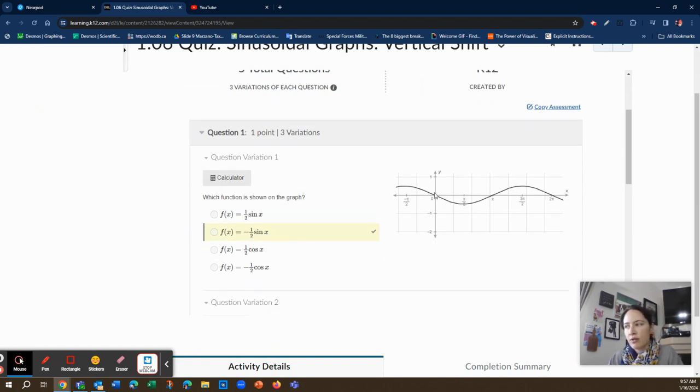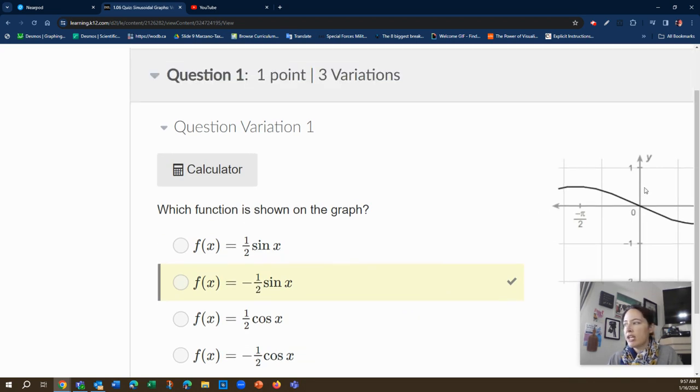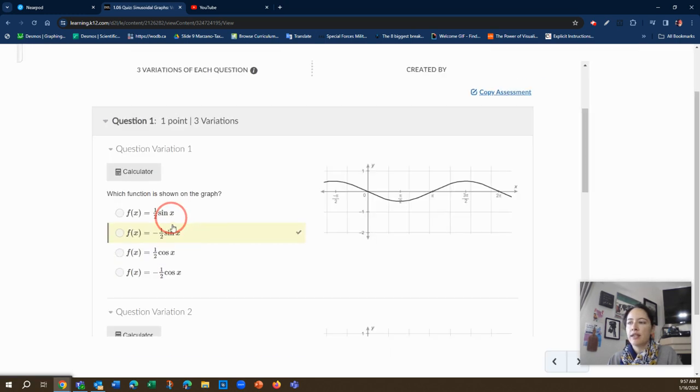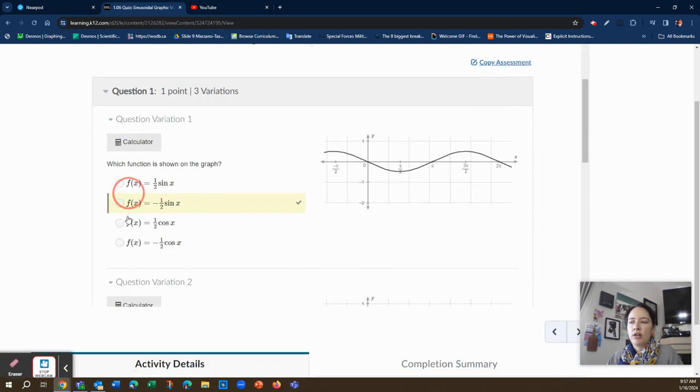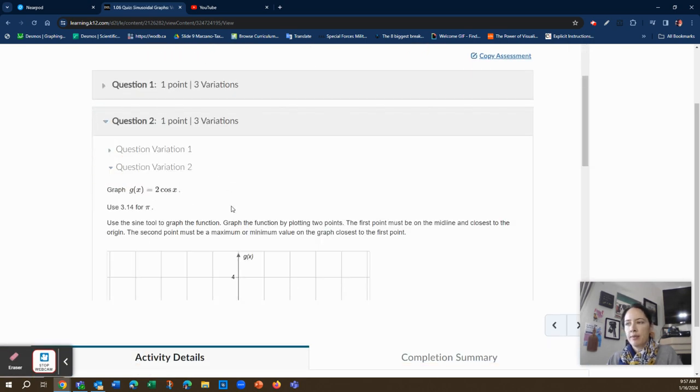Again, we looked at this. It's going down, so I know it's going to be negative sine. That's the only one that's negative sine 1/2. Check the amplitude. Yeah, it's about half. It's not all the way to 1. See? Cool. That's how you would solve for question 1. Let's take a look at question 2. We'll talk about some other things.